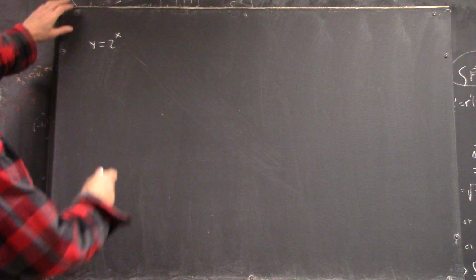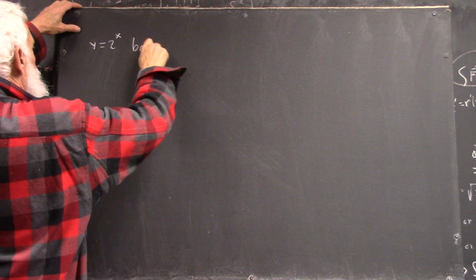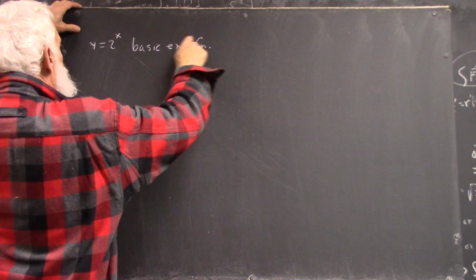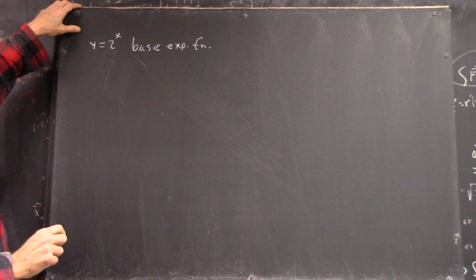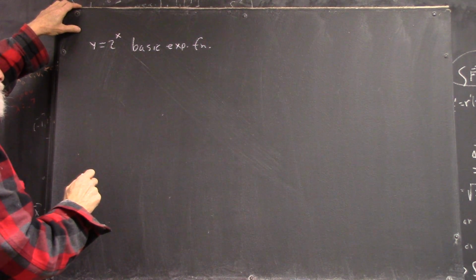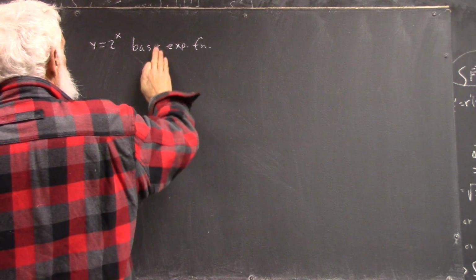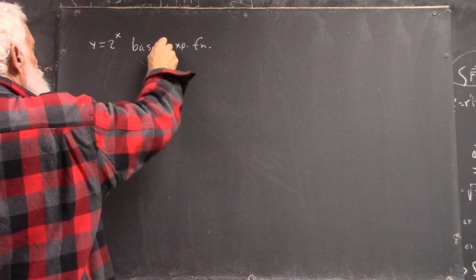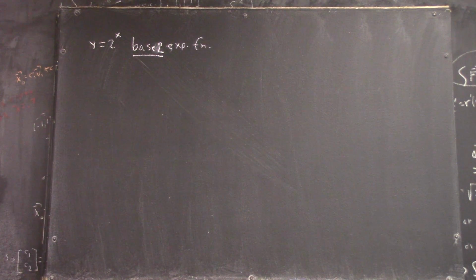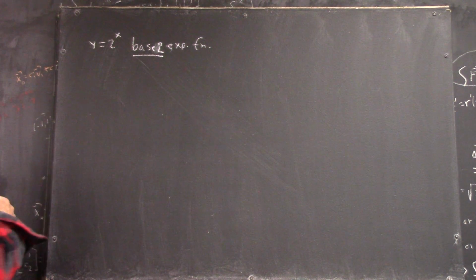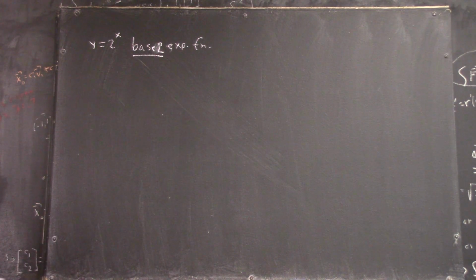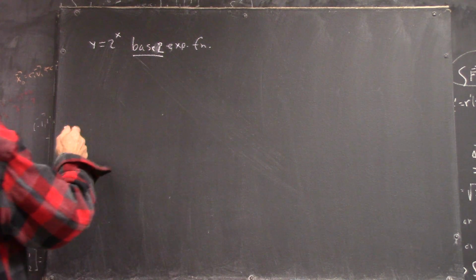Okay, y equals 2 to the x is your basic exponential function. And instead of basic, I really wanted to say base 2. I consider it basic, so I wrote basic, but I really wanted to say base 2. Because it's really easy to understand doubling times and half-lives and so forth.